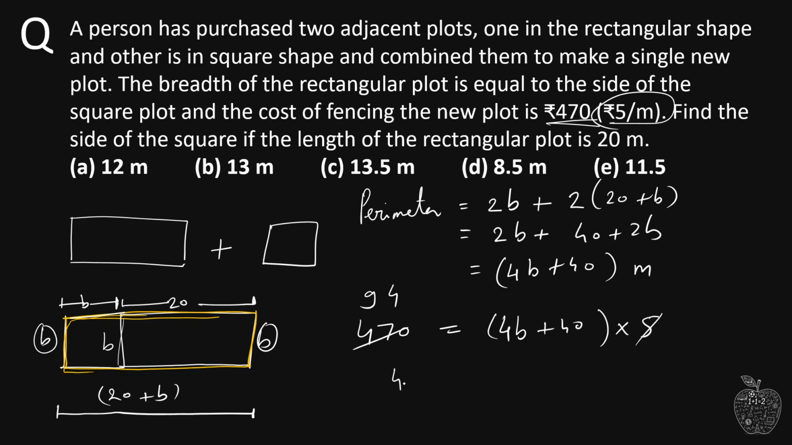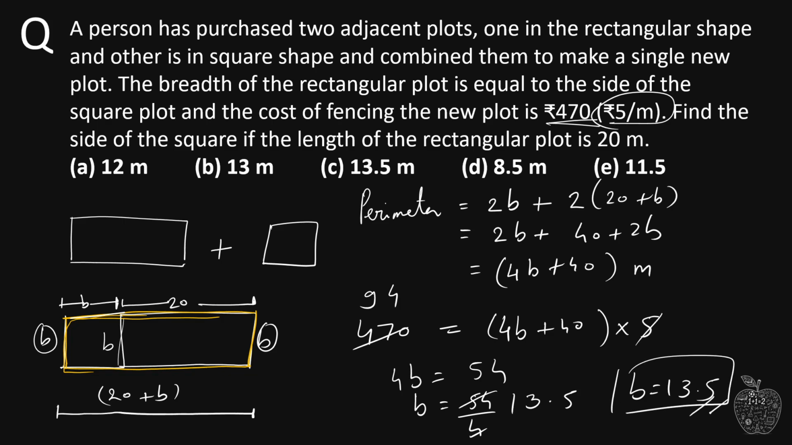So we have 4B is equal to 94 minus 40, which gives me 54. So B is equal to 54 by 4, which is 13.5. So we have got the answer of B, which is 13.5, and this is our required answer. So here option C is the correct one.